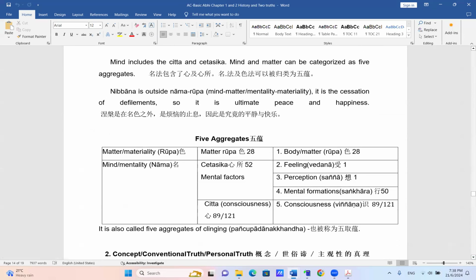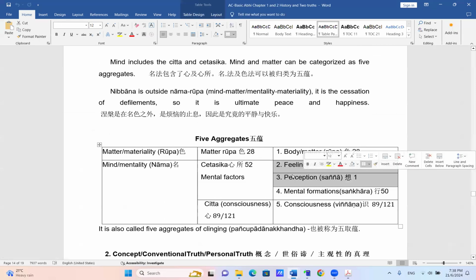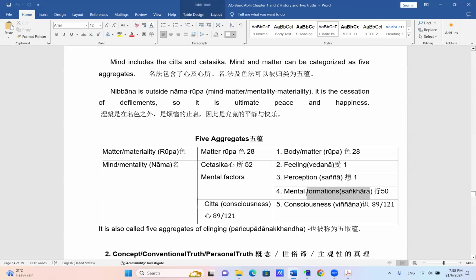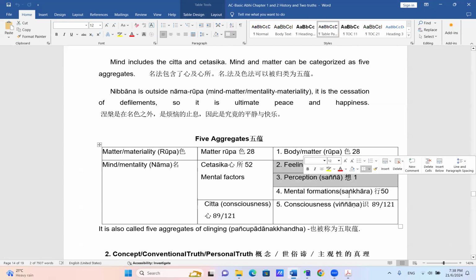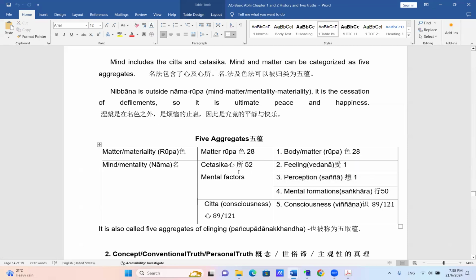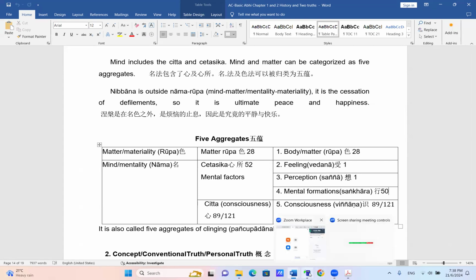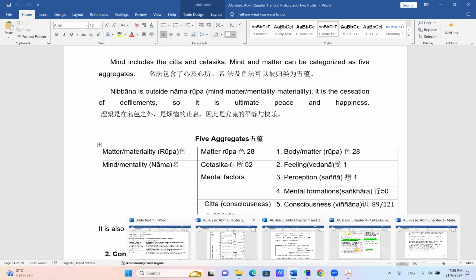So now, perception and feeling are not in the sankhara. Perception and feeling, one and one, they are outside the sankhara, because there are 52 here, so they are 50 here, so feeling and perception are outside the sankhara. So the answer is no. If you write yes, this means you don't understand the five aggregates, right? So the answer is no.